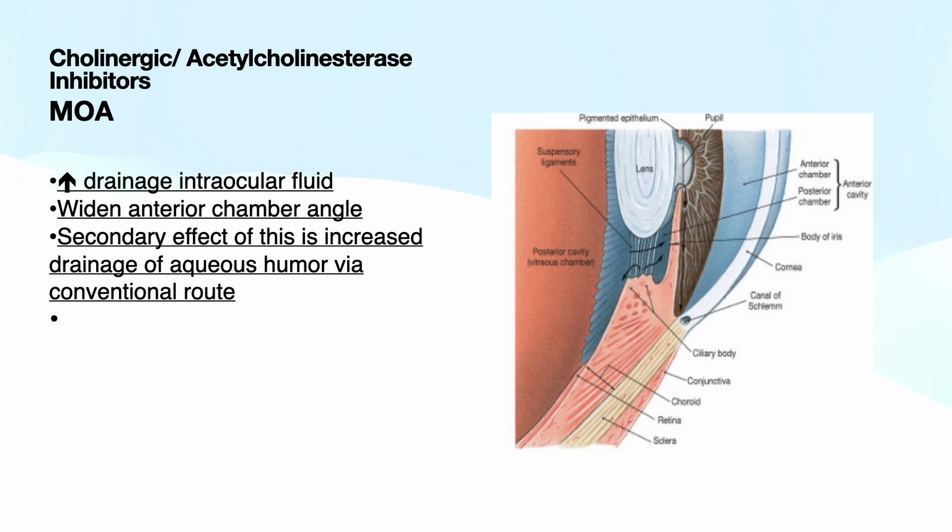Next, we have either cholinergic drugs or acetylcholinesterase inhibitors. Now, the theory behind how they work is the same. Here, they can increase drainage of intraocular fluid by widening the anterior chamber angle, and also it will increase the drainage of aqueous humor via the conventional route.